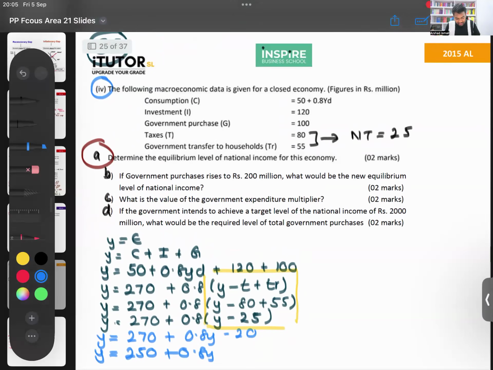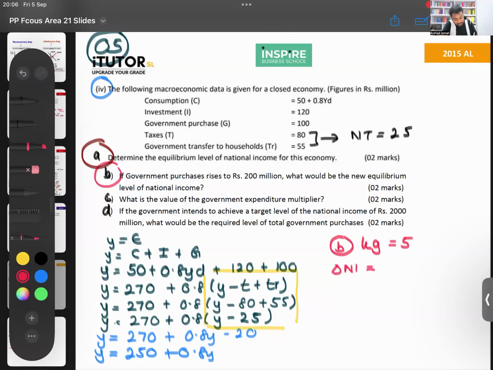Part B. If government purchases were to rise by 200, what will be the new equilibrium? Use the multiplier. So how much is my government spending multiplier? MPC is 0.8. Now I'm not going to show how you calculate. Government spending multiplier is 5. So then how much will my national income change by?